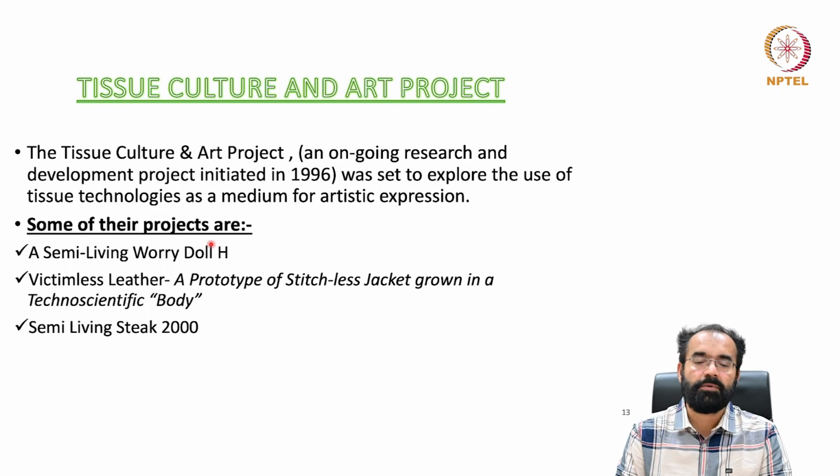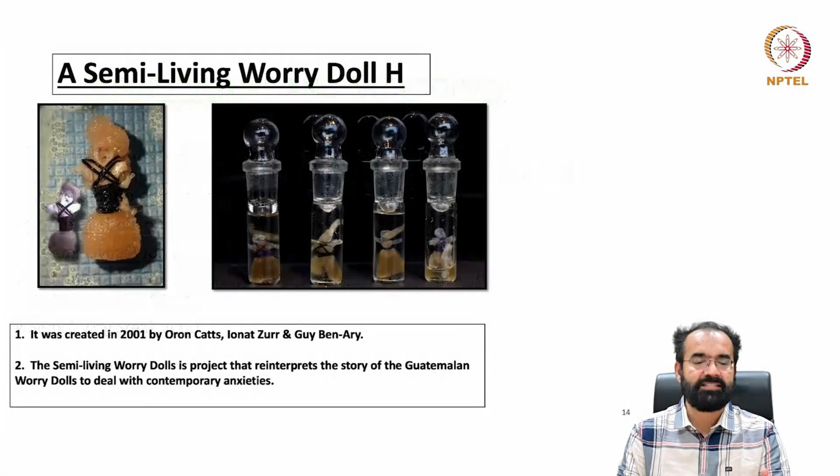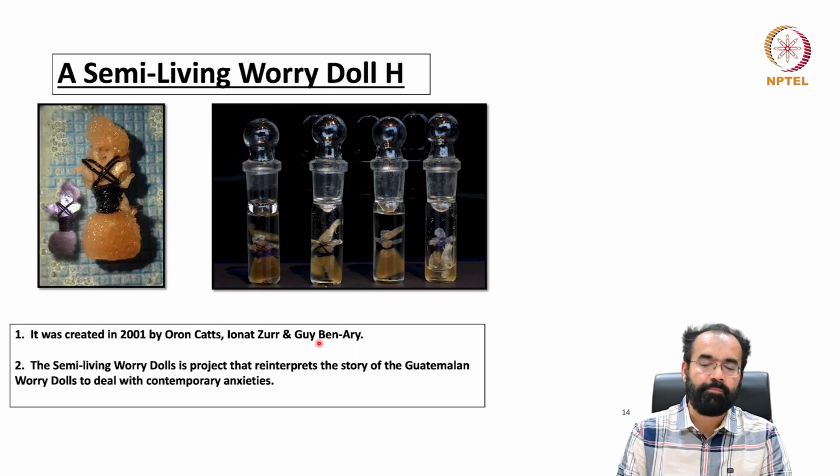Some of their projects are a semi-living worry doll, and victimless leather, a prototype of a stitchless jacket grown in a techno-scientific body, and semi-living steak 2000. So let us see some examples. So this is the semi-living worry doll. It was created in 2001 by Oron Catts, Ionat Zurr and Guy Ben-Ary. So these three scientists created it.